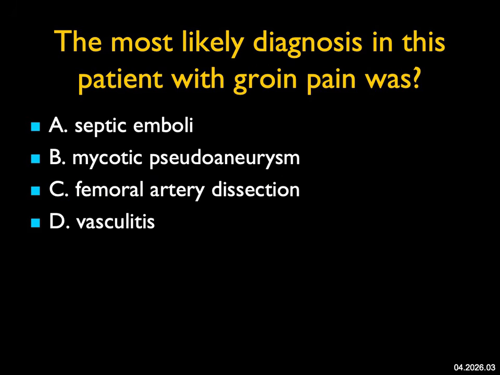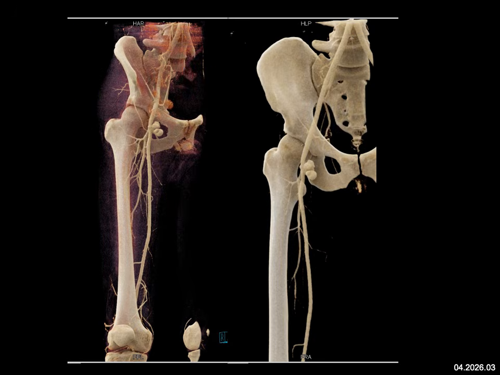The most likely diagnosis in this patient with groin pain was, well, when you look at these two cinematic rendered vascular mapping, there are multiple lobulations off the femoral artery. This is not the look of septic emboli, but these patients probably do have septic emboli. It's not a dissection of the femoral artery. It's not classic vasculitis, which shows wall thickening and narrowing of the lumen.